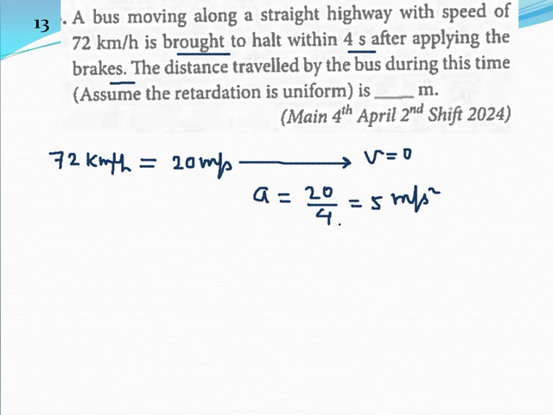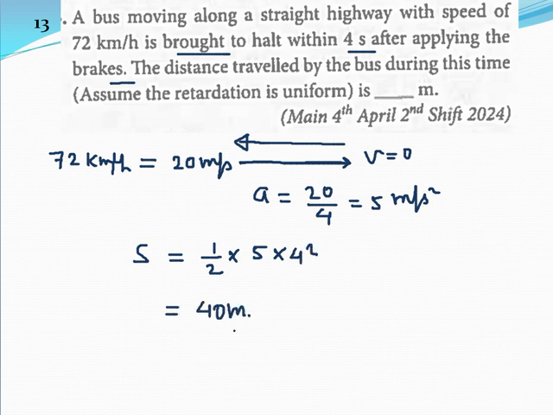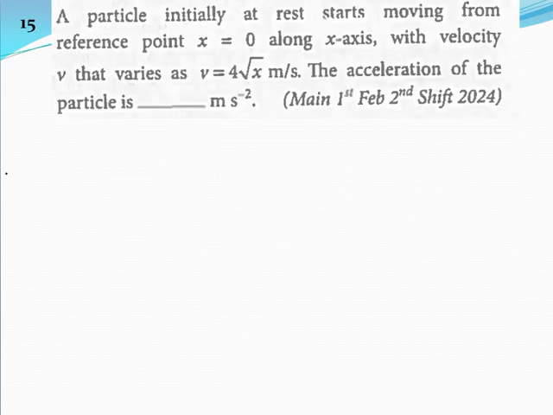Or simply we have to calculate the distance covered. S is equal to half, I'm just calculating the distance in this way. Distance either you calculate in this way from 20 to 0 or from 0 to 20, it gives same. So half a 4 second square, answer is 40 meter. Come to the next question number 15. We have to find out the acceleration.